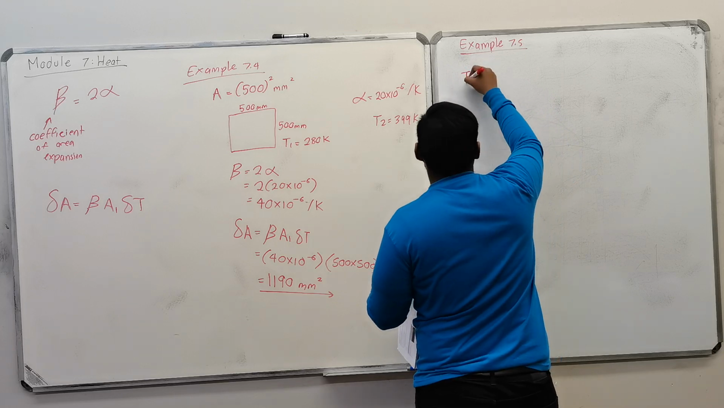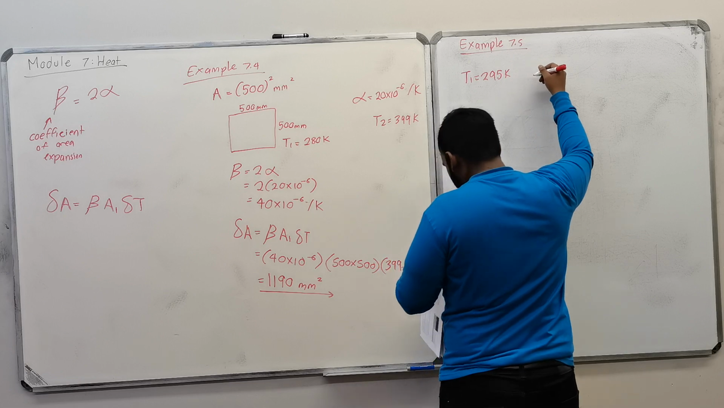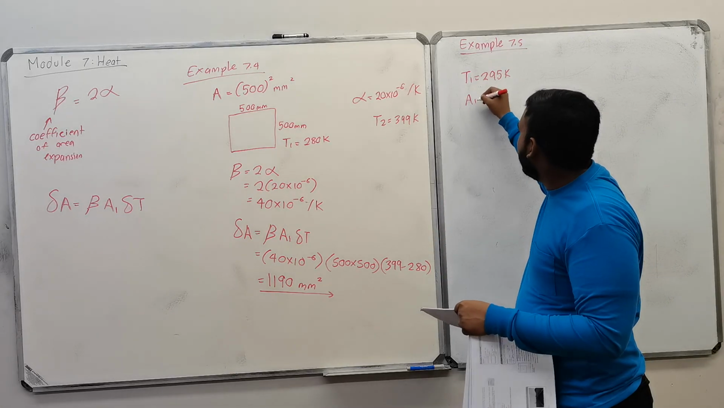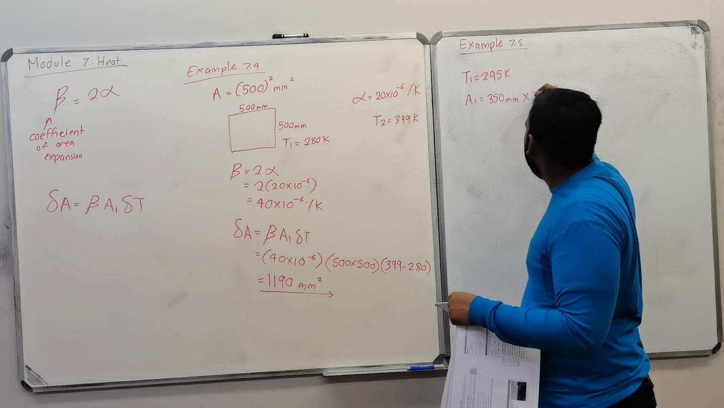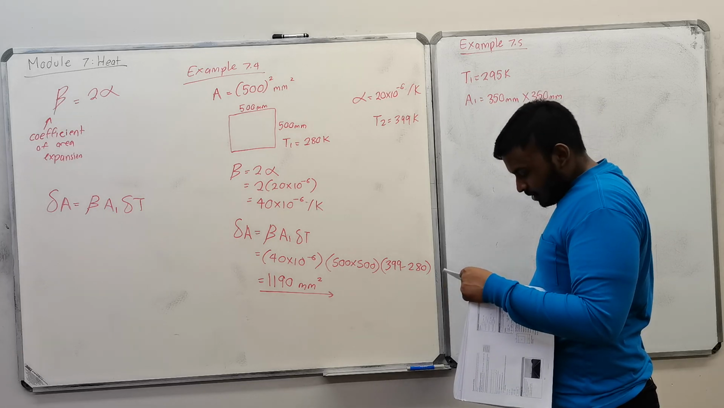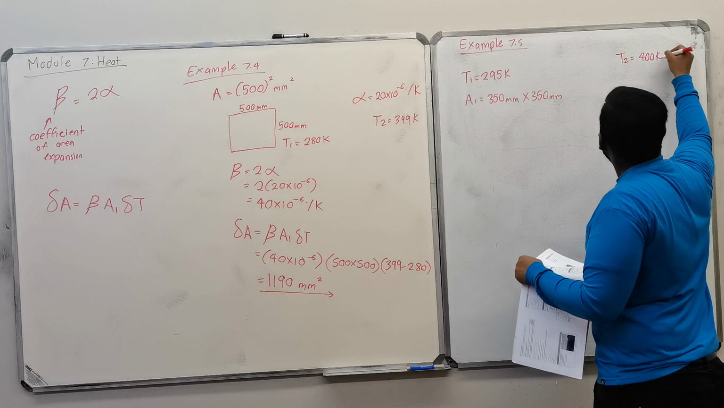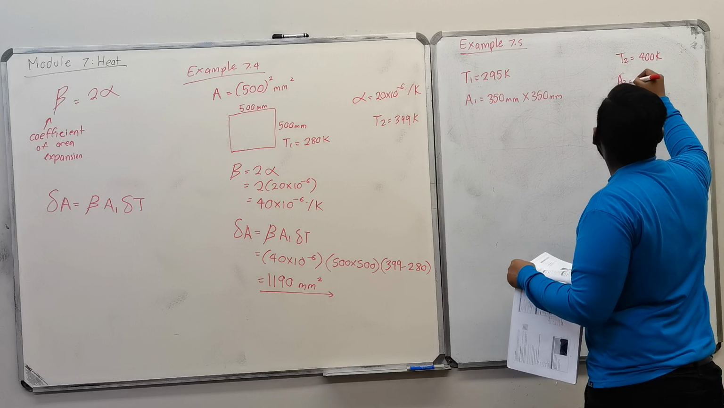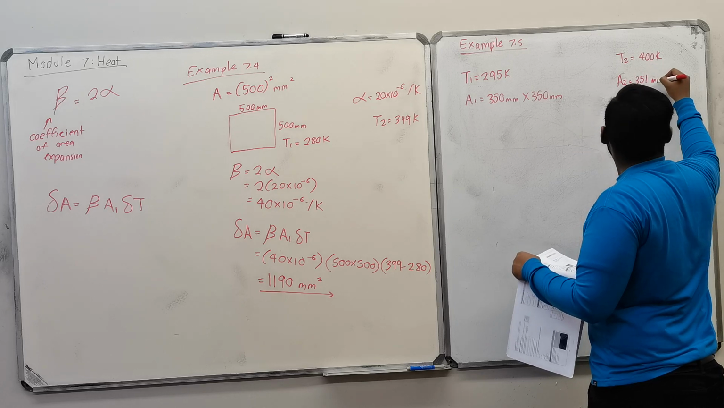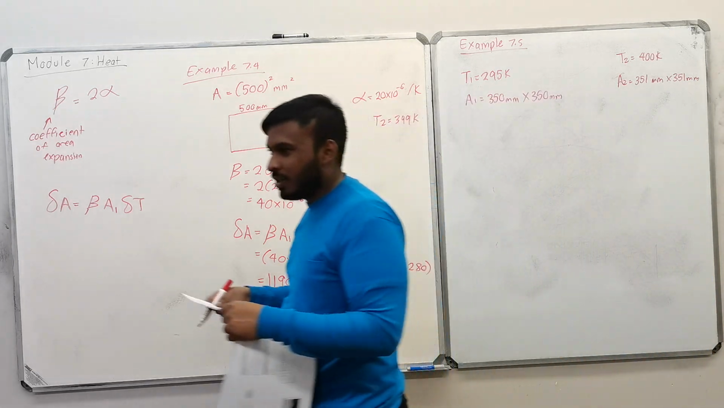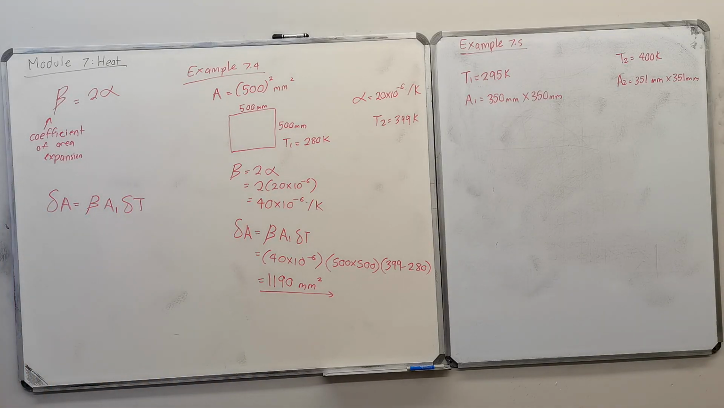Example 7.5. What do they tell you here? They tell you at T1 equal to 295K, the dimensions of a square metal plate, see like how they gave it now, they gave it 350 by 350, okay? So your area 1 is 350 by 350. And then they gave you the new dimensions where at T2 equal to 400 Kelvin, the dimensions are now 351 by 351. Calculate the coefficient of linear expansion of the metal. Now, which symbol is coefficient of linear expansion? Alpha. Right? So that's what we need to work towards.